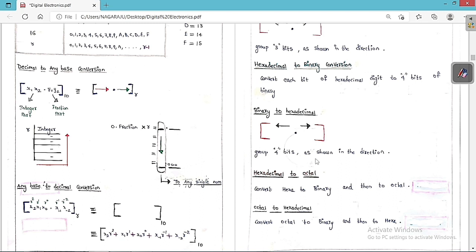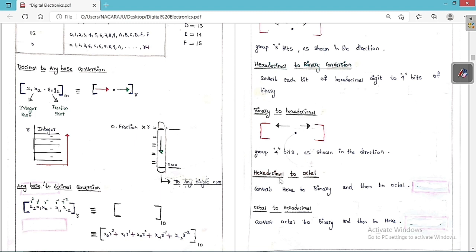So group 4 bits as shown in the direction and convert those 4 bits into hexadecimal. You are going to get the binary to hexadecimal number. Group the 4 bits in the direction which is specified and convert that 4-bit binary to a hexadecimal number. Then we get a hexadecimal representation for the binary. So group 4 bits as shown in the direction.